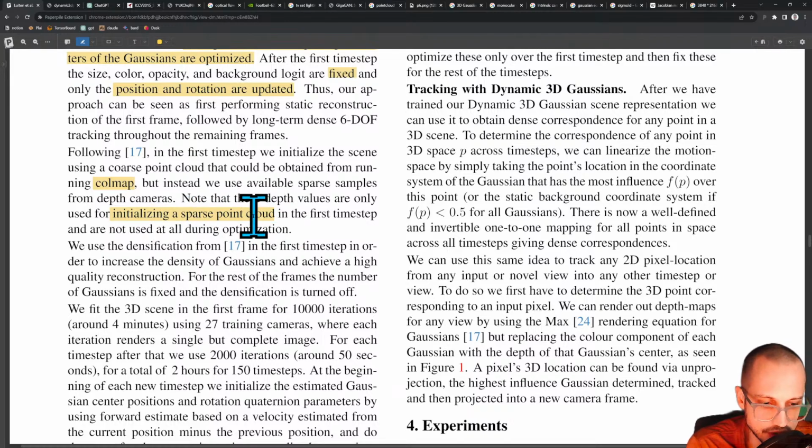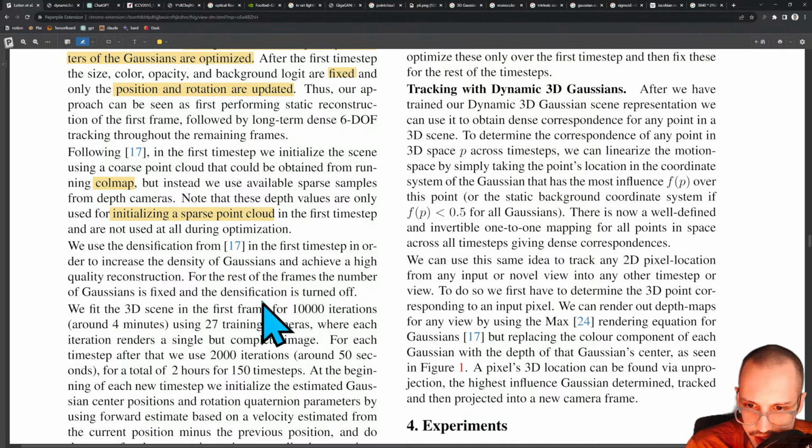So a sparse point cloud is just a point cloud that is sparse, aka doesn't have a lot of points. We use densification in the first time step in order to increase the density of Gaussians. So in this paper, the one that we read, they also have this densification and pruning kind of steps where they either add more Gaussians or prune them depending on the opacity or how many there are in a local neighborhood and so on.